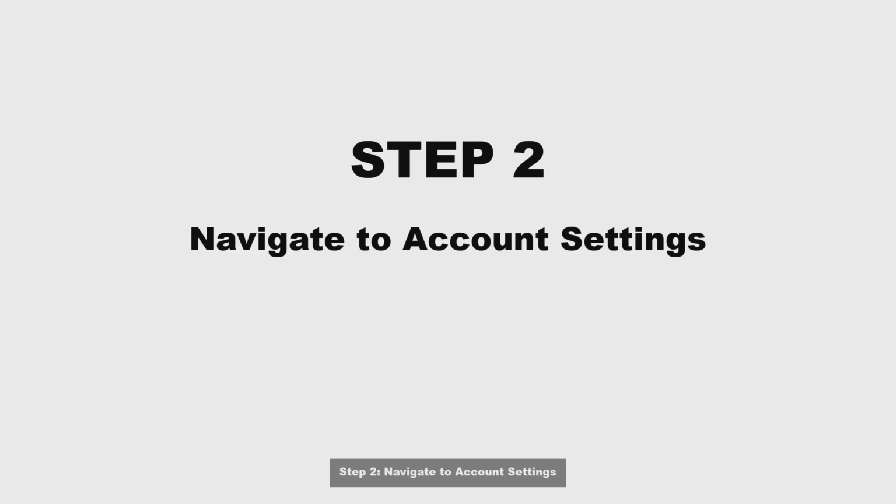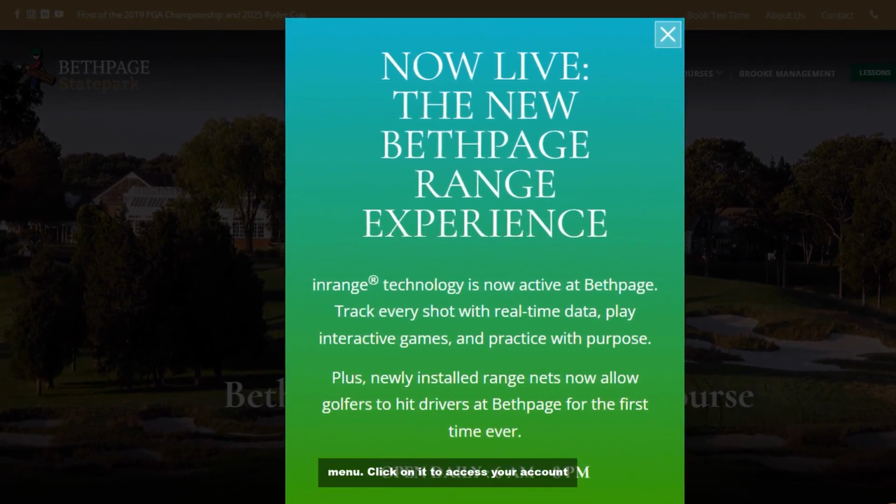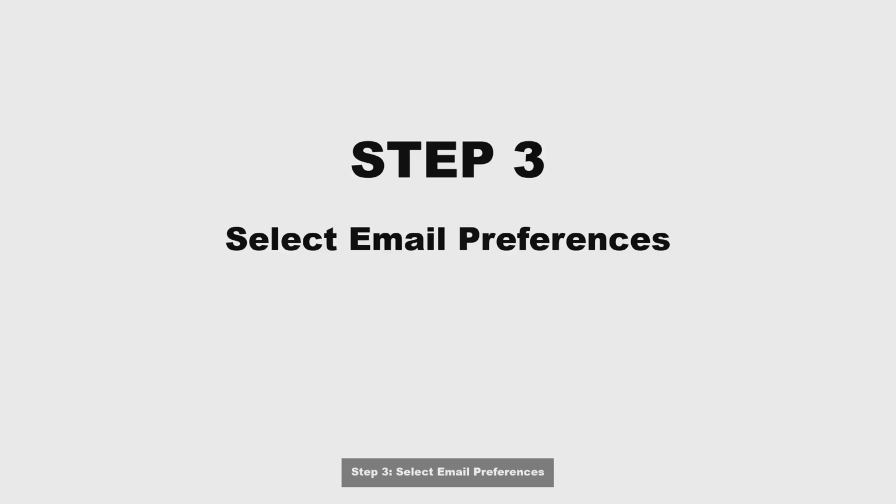Step 2. Navigate to account settings. Once logged in, look for the account settings or profile section in the main menu. Click on it to access your account details. Step 3. Select email preferences.